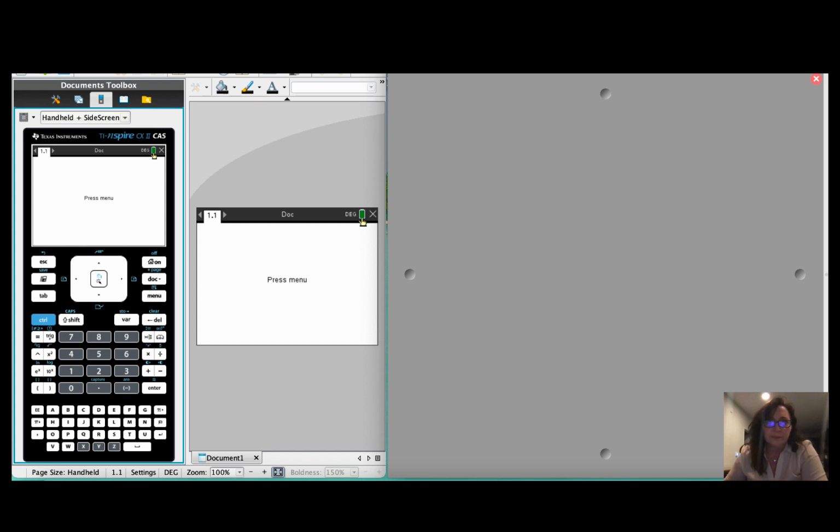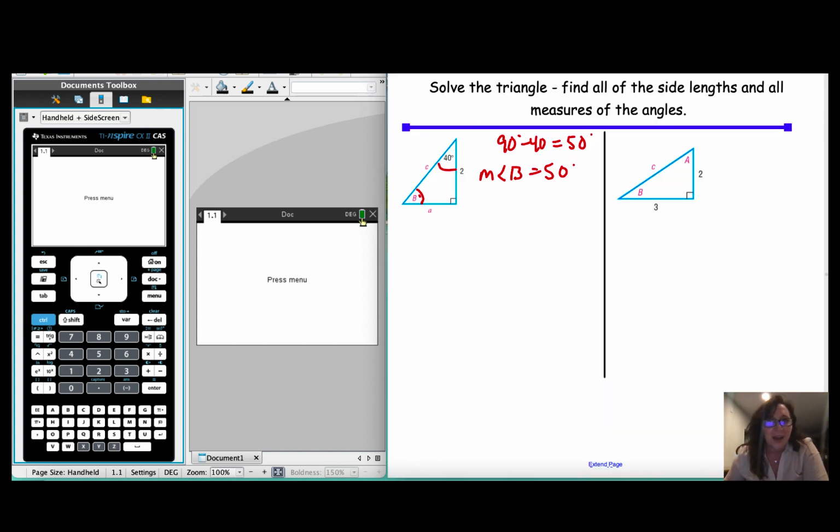From there, I'm going to erase this. And so now we know that that's 50 degrees. I'm going to put a 50 right here. And then now we just have to find the lengths of the sides. So I'm going to find side length A first.